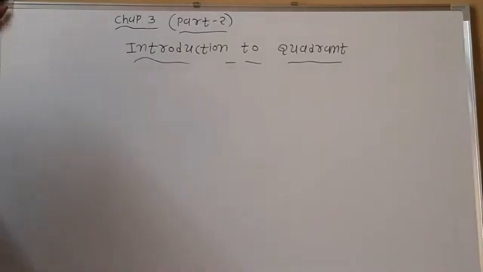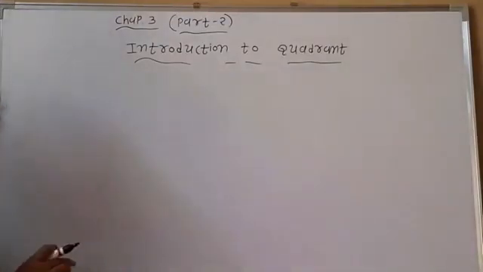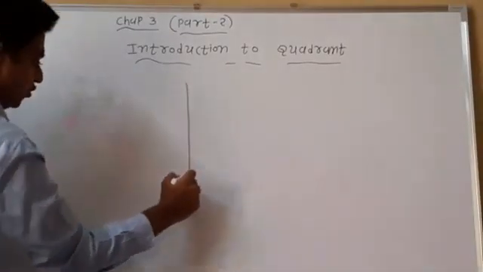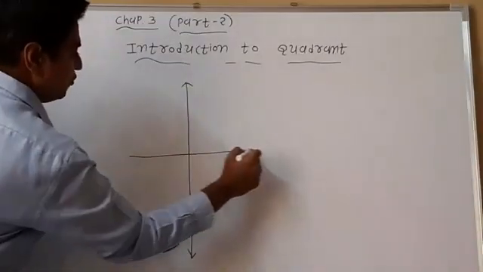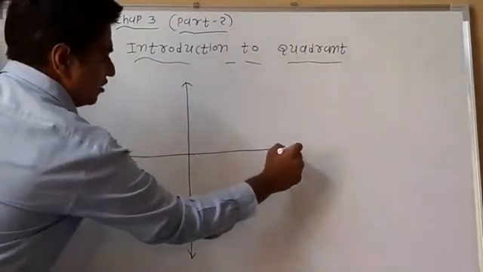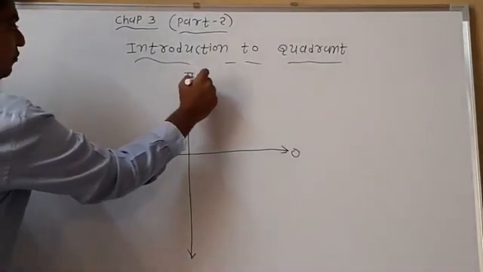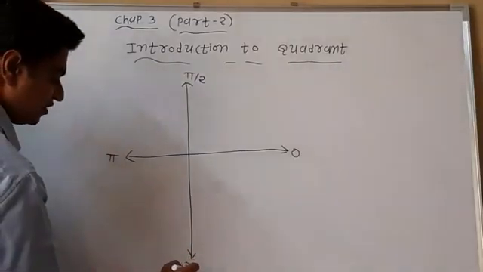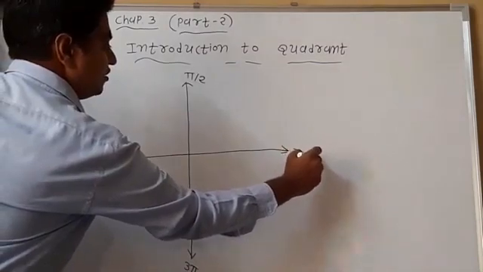Today we are going to discuss introduction to quadrant. So first of all, introduce quadrant. We know that a quadrant divides into four parts. Here written 0, here written pi by 2, pi, 3 pi by 2 and 2 pi.